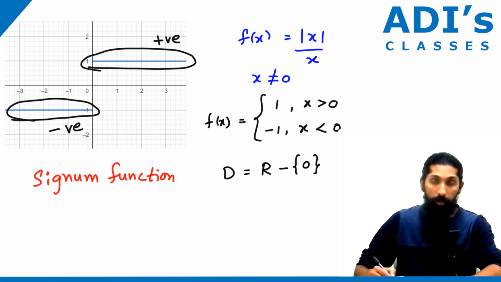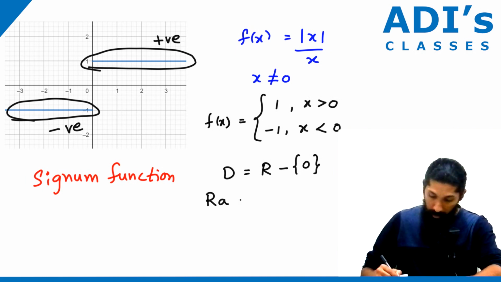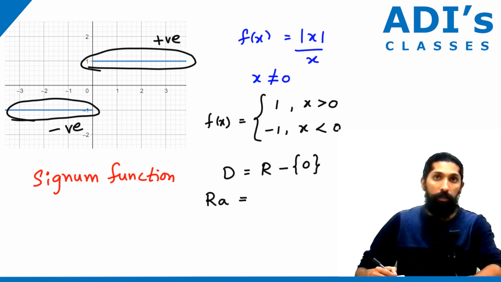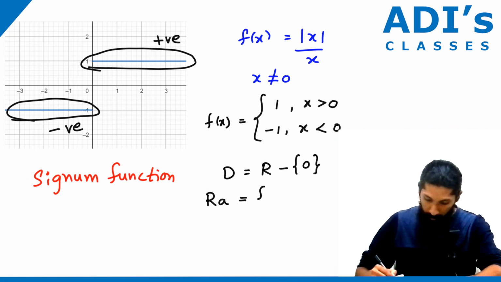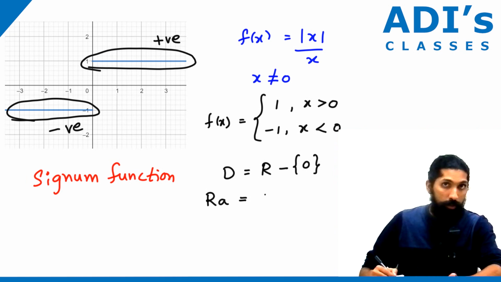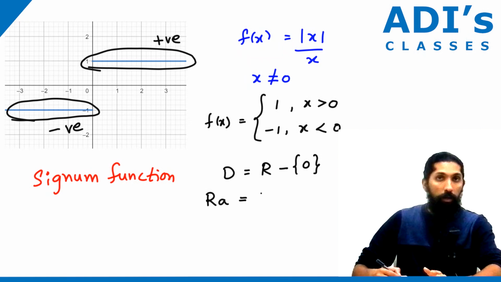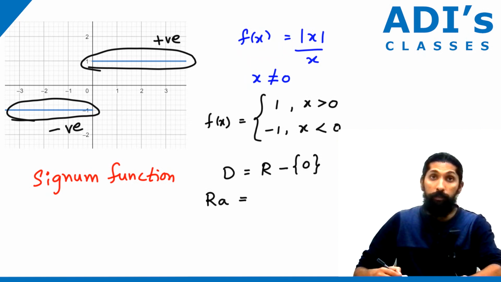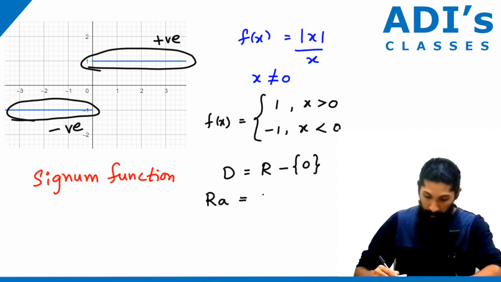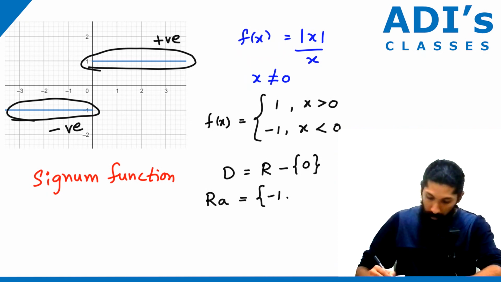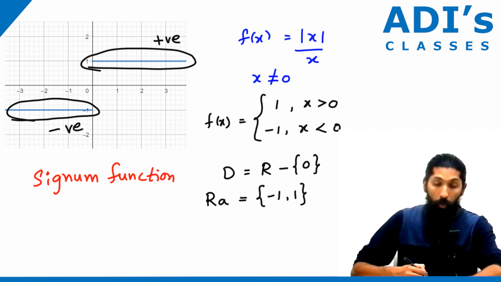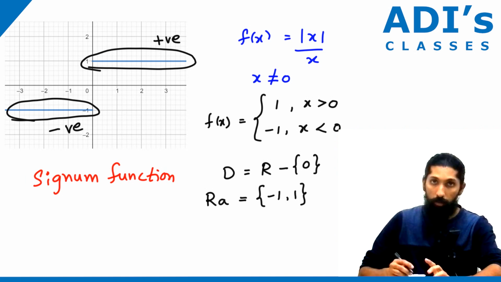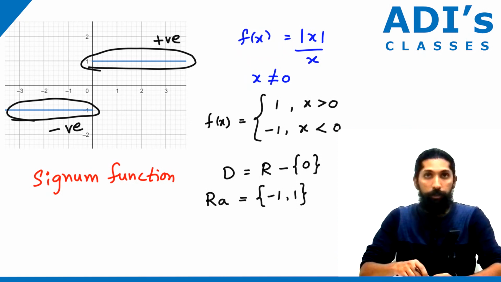Now coming to the range. See, range has only two values. Either the value has to be minus 1. So minus 1 is included, right? But is 0 included? It's not included. Correct? Now you can write it in two ways. One is with the open and closed interval method, if you remember. Or you can also write it this way: minus 1, comma 1. Only two values. So this is the range and domain of the signum function.